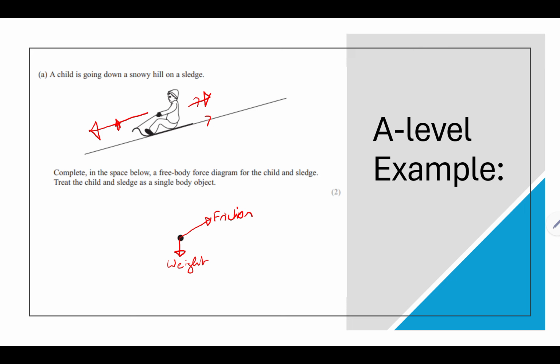And the last force is the force which is keeping the child on the snowy hill. And that is the normal reaction force. And the normal reaction force will act perpendicular to the plane. So we know that this is the plane, and so we know that the normal reaction force is going to be acting perpendicular to that. So it's going to be acting this way. So we can just draw an arrow this way, and we'll just label that as normal reaction.